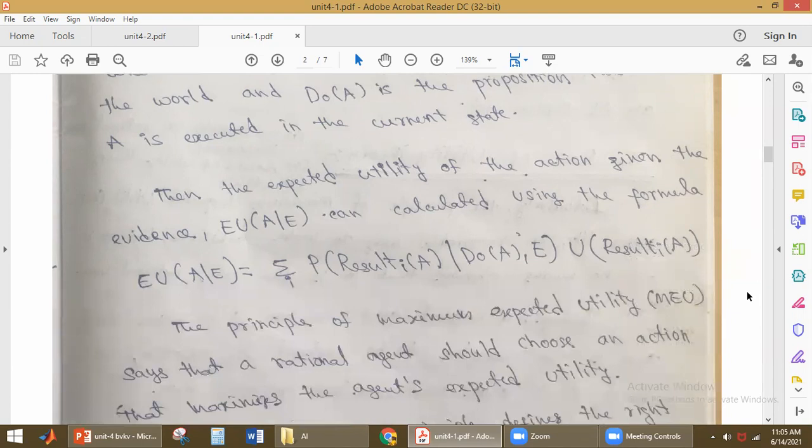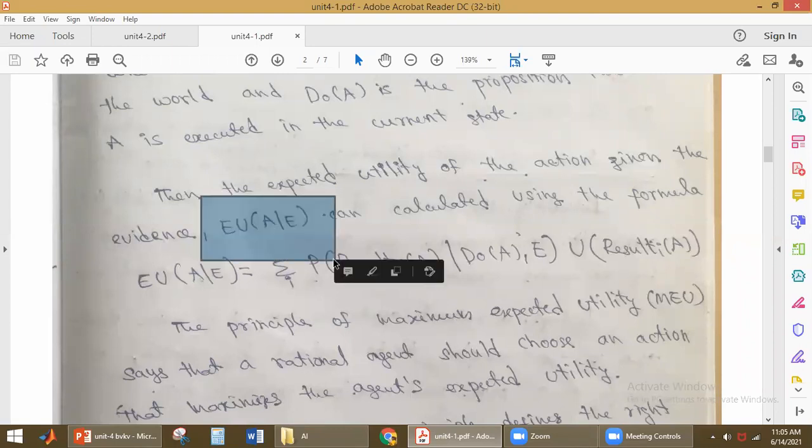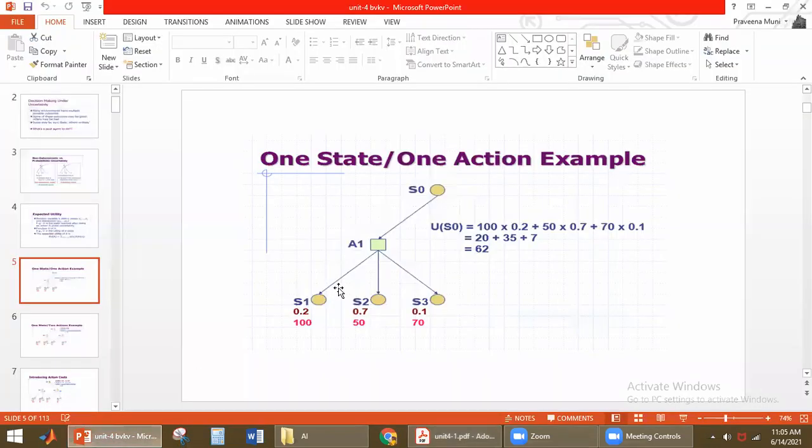The expected utility of an action given the evidences, we have discussed. It is calculated by combining the probability with the utility. So here, the probability is 0.2 and the utility value is 100. So 0.2 into 100, 0.7 into 50, 0.1 into 70. Like that, the probability will be combined.